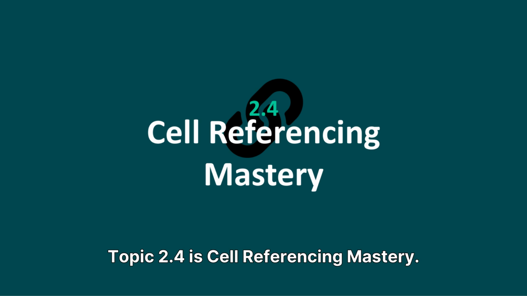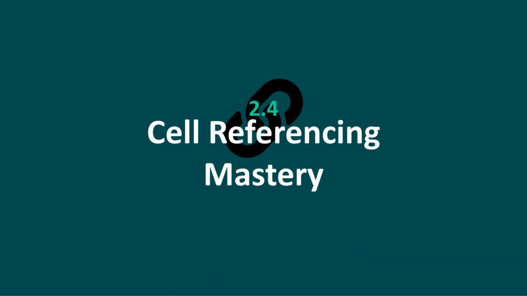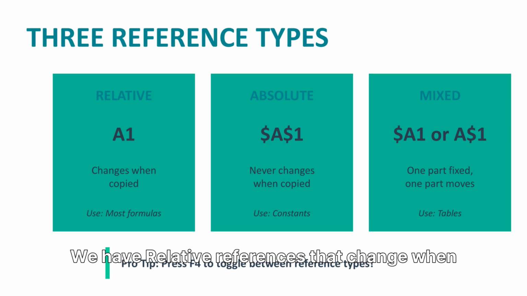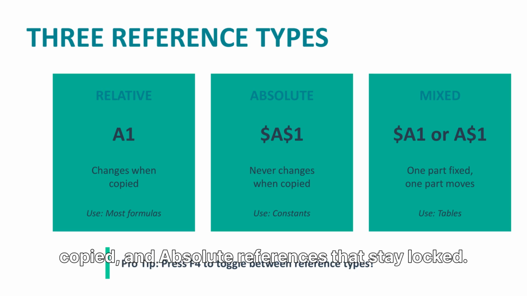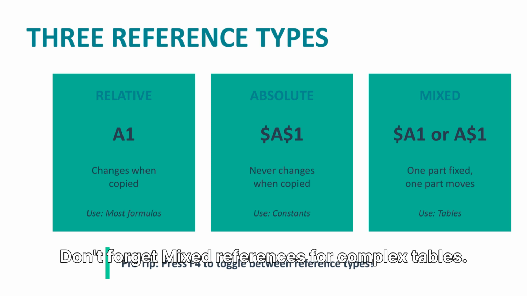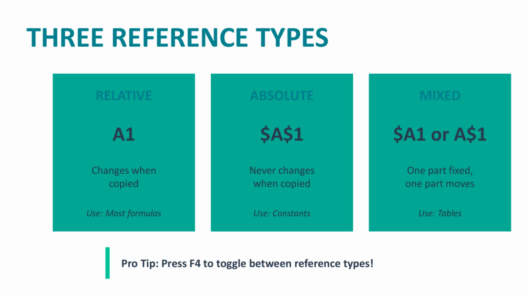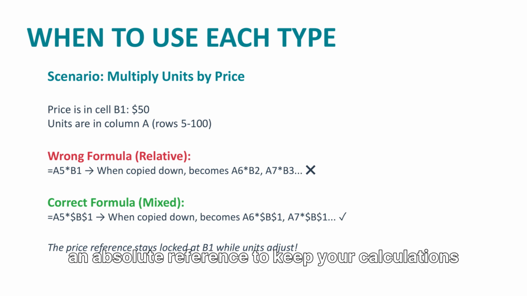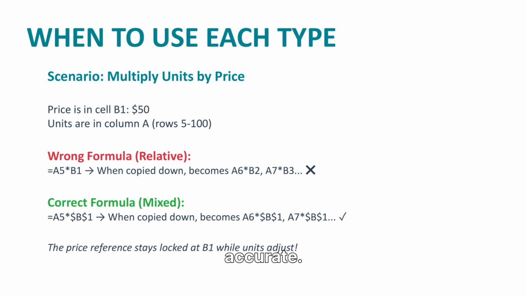Topic 2.4 is Cell Referencing Mastery. This is a fundamental skill that separates beginners from pros. We have relative references that change when copied and absolute references that stay locked. Don't forget mixed references for complex tables. Imagine multiplying units by a fixed price. You must lock the price cell using an absolute reference to keep your calculations accurate.